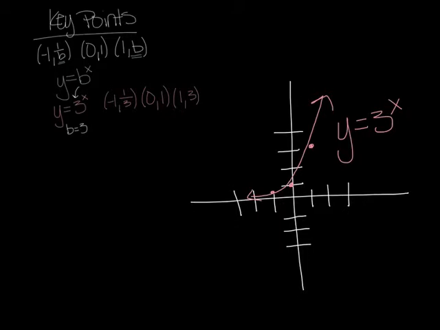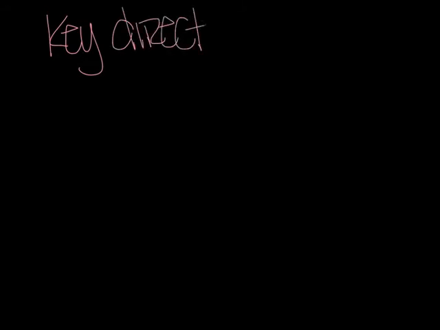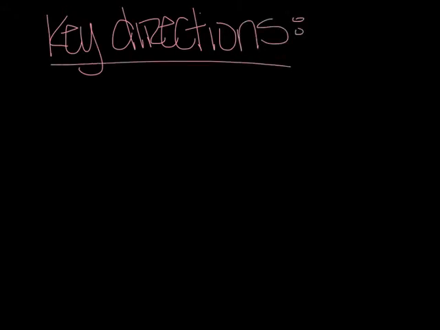We have that vertical shift. Well, not a problem. We can still work with the key points, but now we're going to view them as key directions. All right, key directions. The key directions are exactly the same coordinates as key points. It's just that we're not using them as coordinates. Instead, we're using them as instructions.